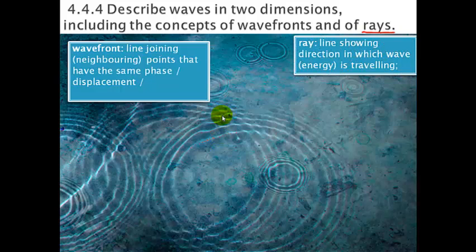The ray is the direction in which the energy is traveling, so this would be the ray. One interesting thing is that the ray is at 90 degrees, badly drawn here, to the wavefront.